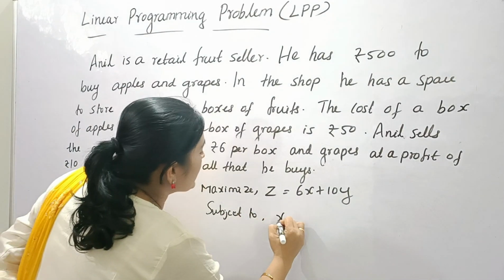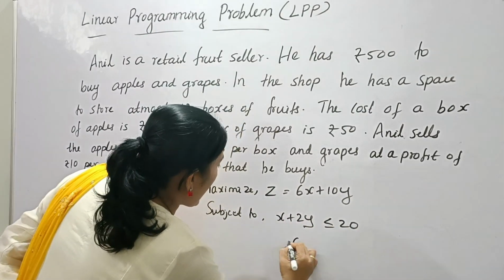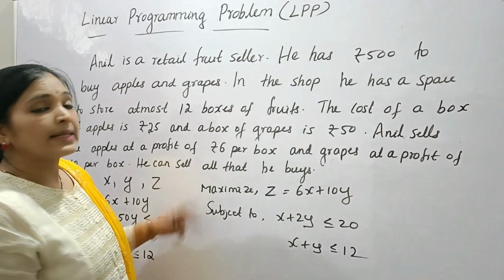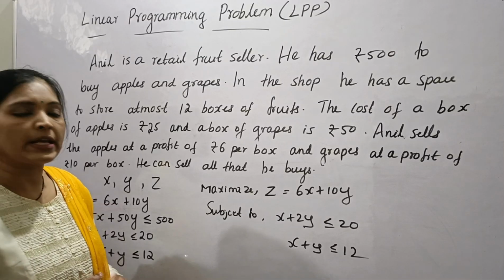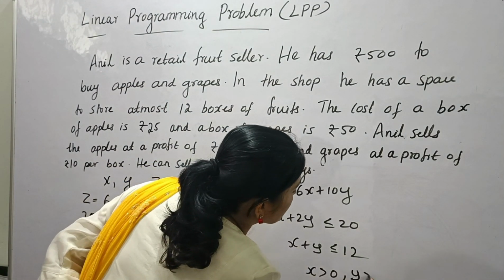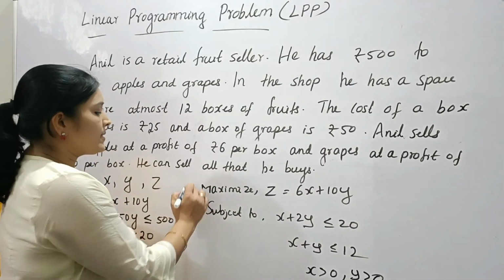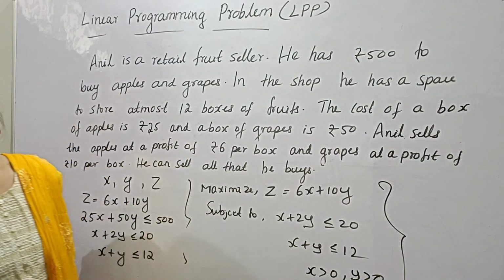Okay. x plus 2y less than or equal to 20, x plus y less than or equal to 12. And it is clear that x greater than or equal to 0, y greater than or equal to 0, right? Because the number of boxes cannot be negative. So these are the formulation of this problem mathematically.